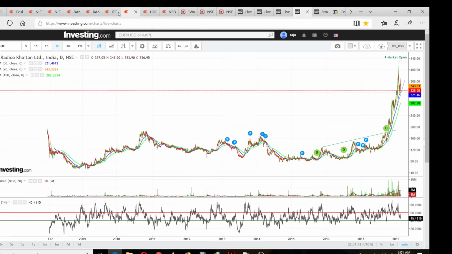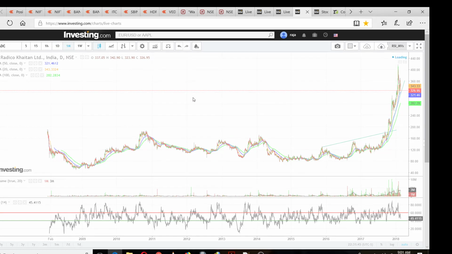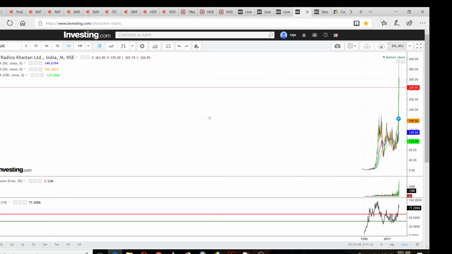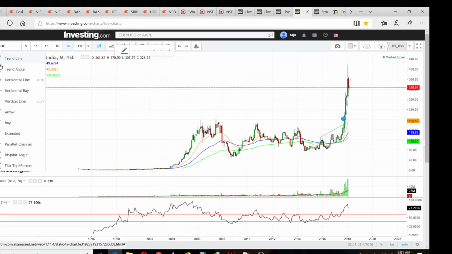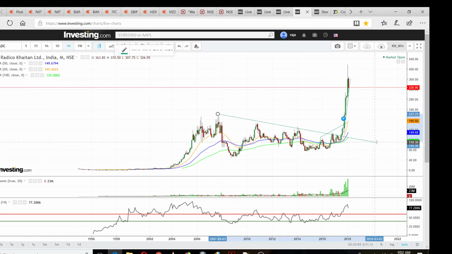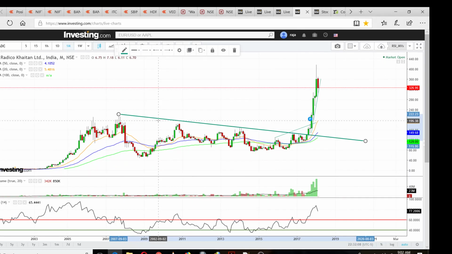Now if you see RADICO Khaitan, let's move to the monthly chart, and if you see this monthly chart you will understand what a rally has ensued after a breakout has happened. So let's go into a bit of detail. First let's draw a horizontal line. Basically let's start with this. So here, let me make it a bit thicker.